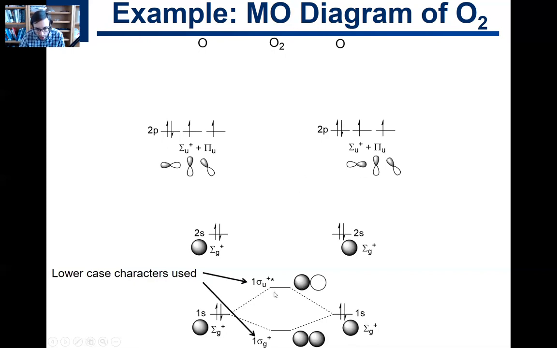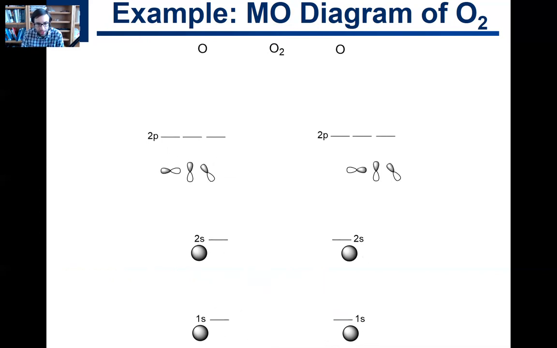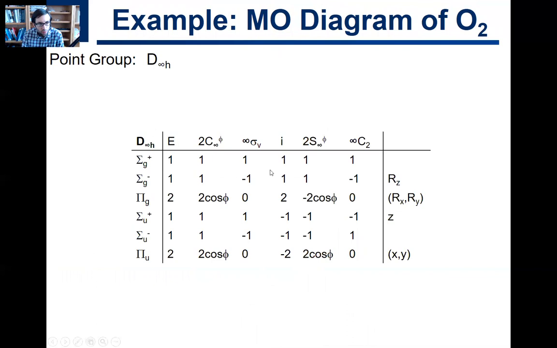And now, why do I have a sigma u plus here and sigma g plus here? We have to think about how these orbitals transform in the symmetry space. And so, what I'm going to do is go to the previous slide and just draw these, okay? And so we said that a sphere is always totally symmetric.